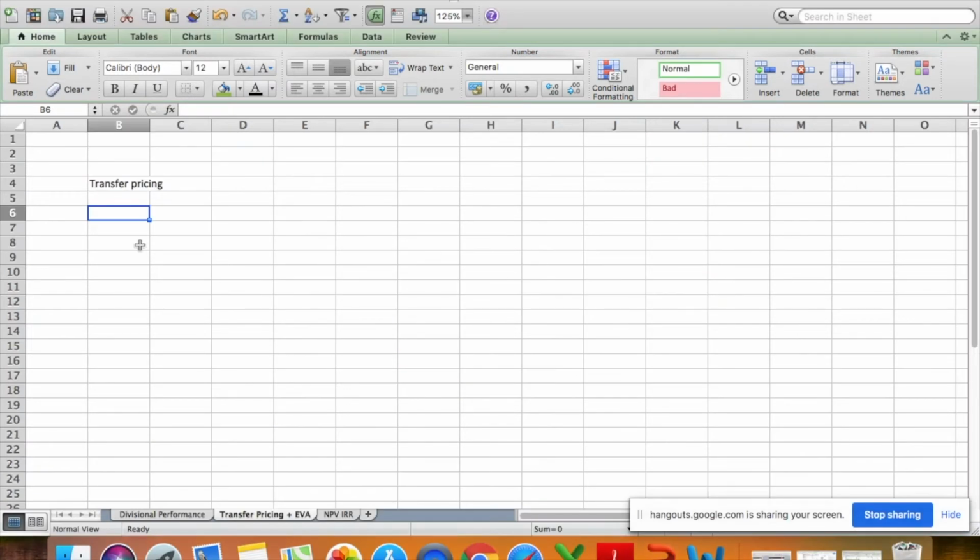Welcome, Management Accounting. We'll be doing a tutorial based on divisional performance, which we did last time. So this is a continuation of the divisional performance, which is transfer pricing and EVA. What does EVA stand for? Economic value added. Economic value added, what does it actually mean?